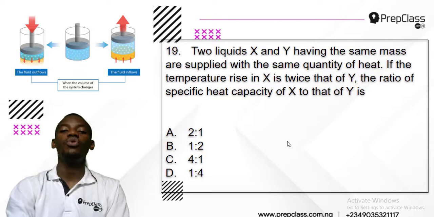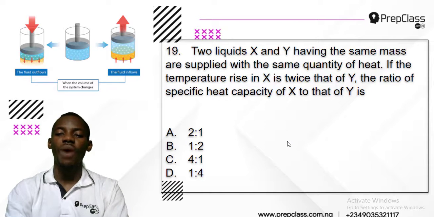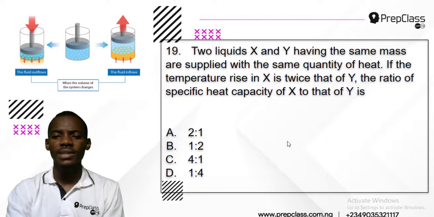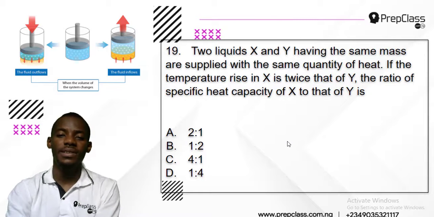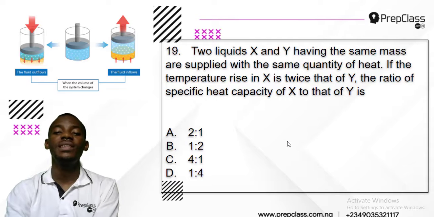Number 19 says 2 liquids X and Y have the same masses, supplied with the same quantity of heat. If the temperature rise in X is twice that of Y, the ratio of specific heat capacity of X to that of Y is what? Now, what is the relationship between heat and specific heat capacity? What is the relationship between heat and specific heat capacity?